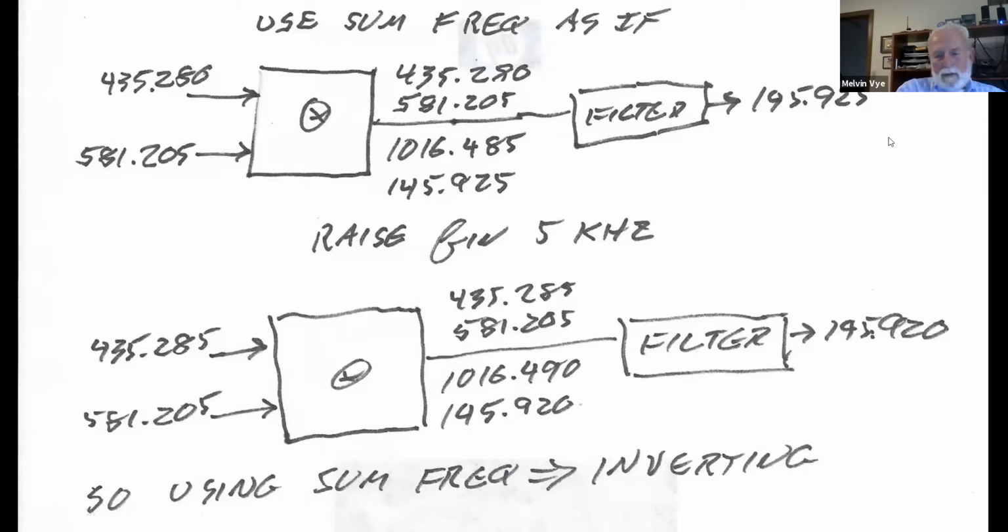Now the question is, is that inverting or non-inverting? So again, I raise the input frequency by 5 kilohertz, and I look at the output frequencies, ignoring everything except the 2-meter frequency, and I see that that's 145.920. So in this case, as I raised the input frequency by 5 kilohertz, the output frequency decreased by 5 kilohertz, implying that I now have an inverting passband.